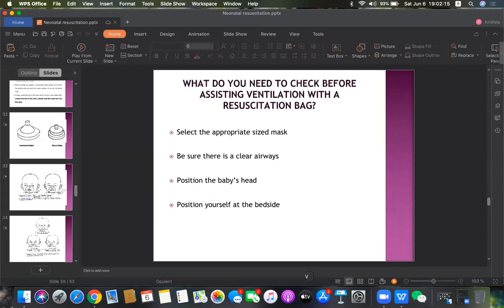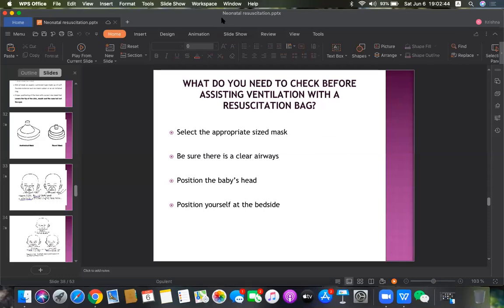Now, what do you need to check before assisting ventilation with the resuscitation bag? These are the different points. This is like a revision slide for you. Select the appropriate size mask. It depends on the size of the baby. I've already explained this point to you. If the baby is very small, like a premature baby, very low birth weight baby, then the mask size would be smaller. Make sure the airway is clear.